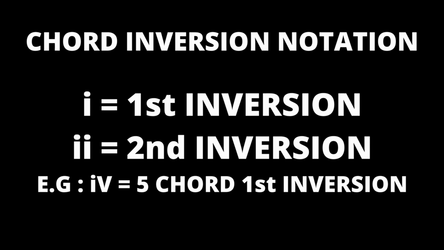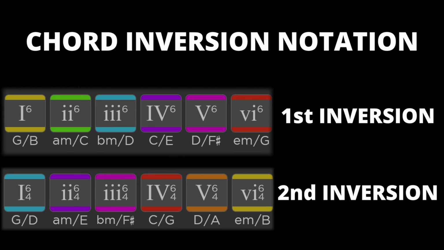You may see inverted chords written a few different ways in notation. One way is where a small I is written before the chord's Roman numeral. This is for a first inversion. The second inversion uses two small I's. Another way is by using a small 6 or a 6 and 4 after the Roman numeral. The 6 is a first inversion, and the 6 and 4 is a second inversion. Finally, you may see a slash used. The letter before the slash is the chord, and the letter after the slash is the bass note being played.